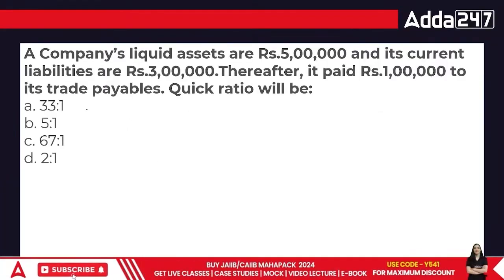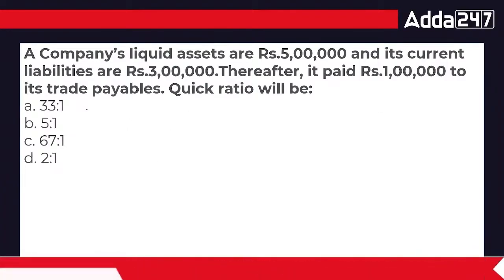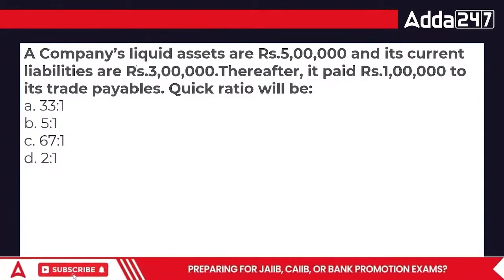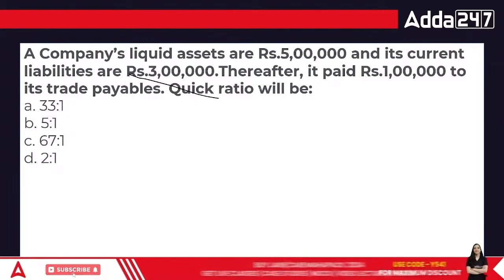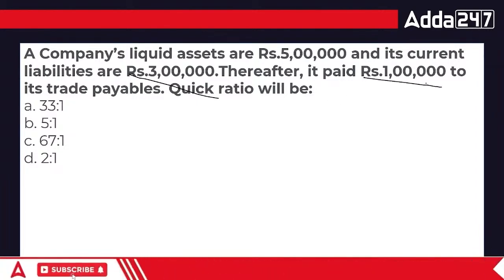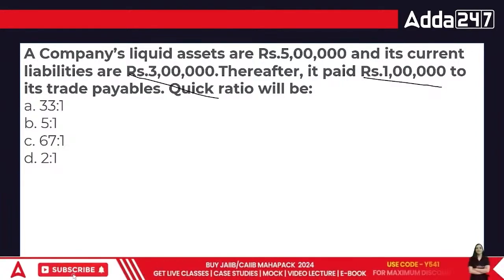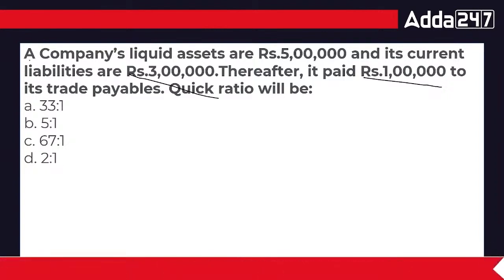Achha everyone, here comes a numerical question. The question says that the liquid assets are 5 lakh rupees and its current liabilities are 3 lakh rupees. Thereafter, it paid rupees 1 lakh to the trade payables. Quick ratio will be what? Everybody, what would be the value of quick ratio?